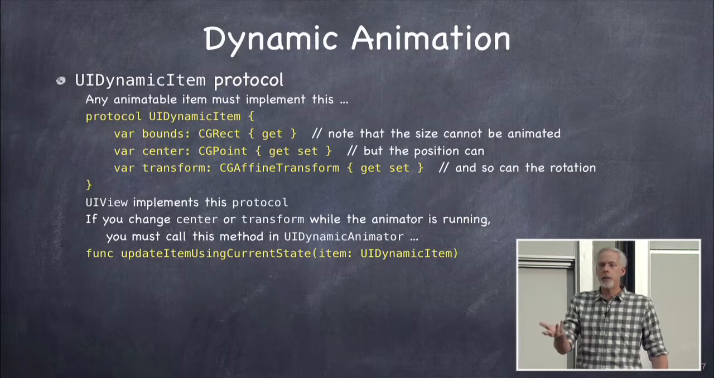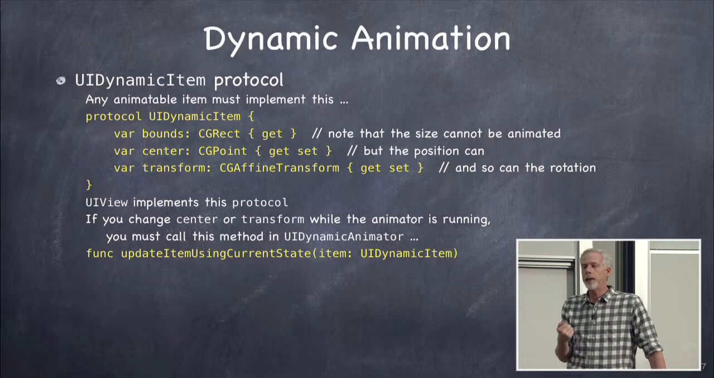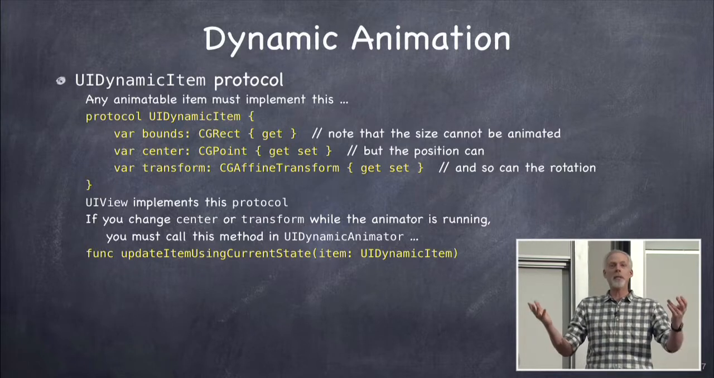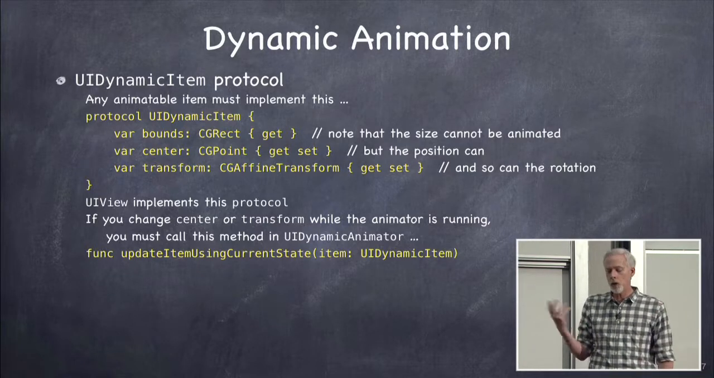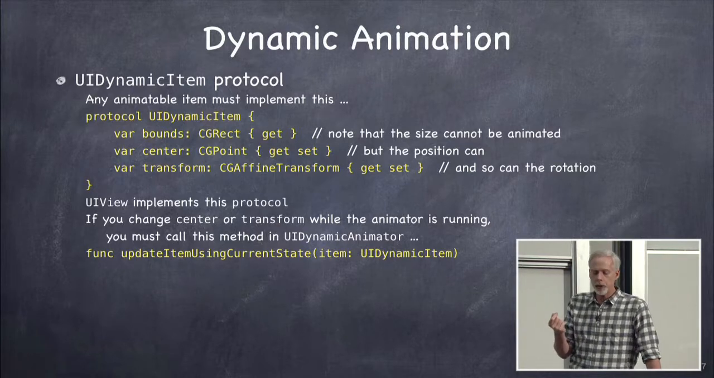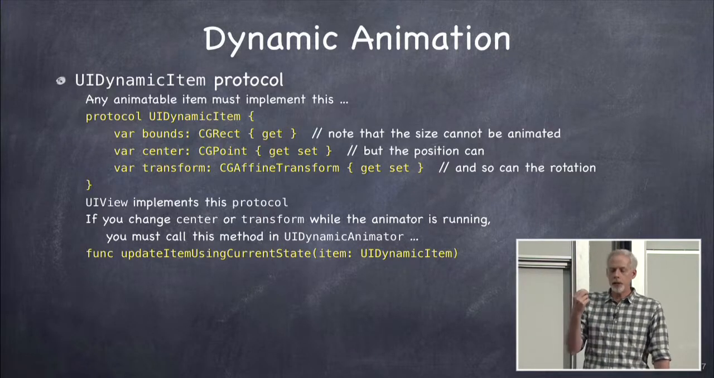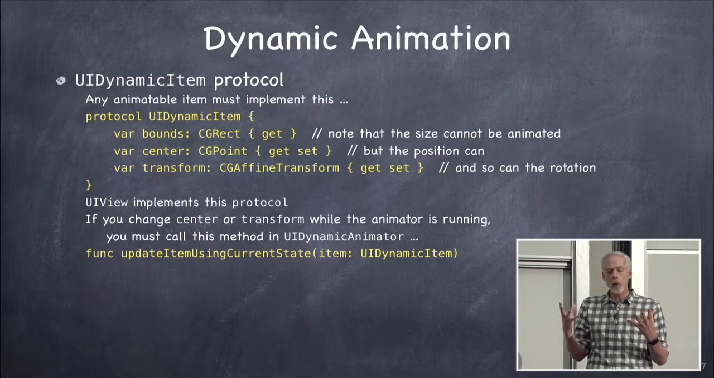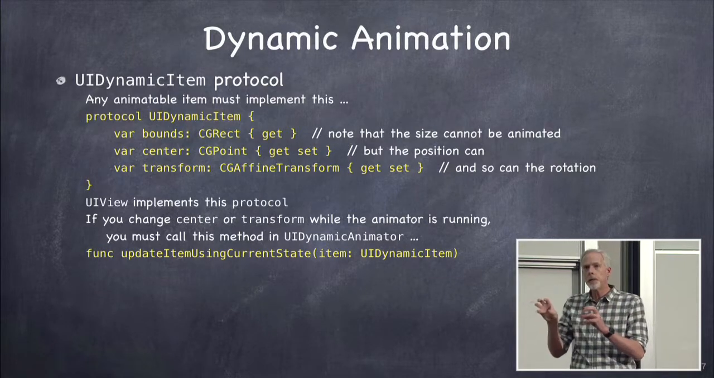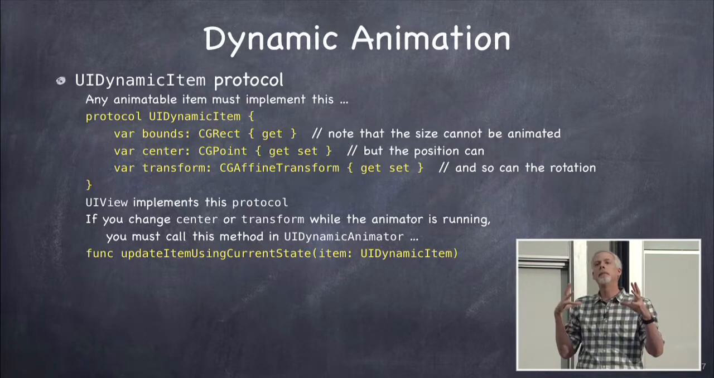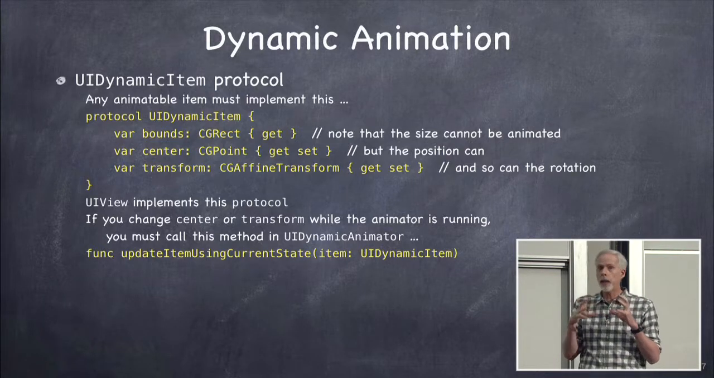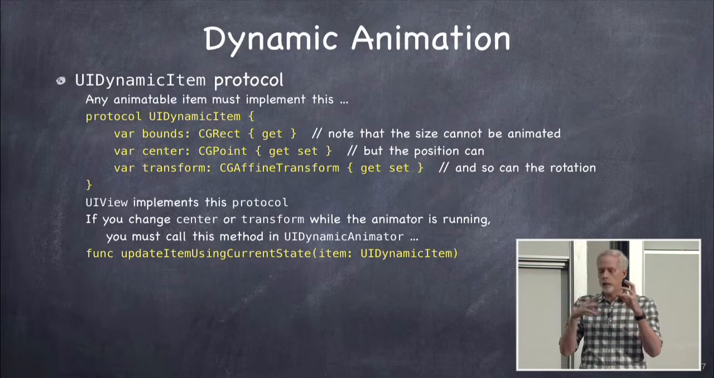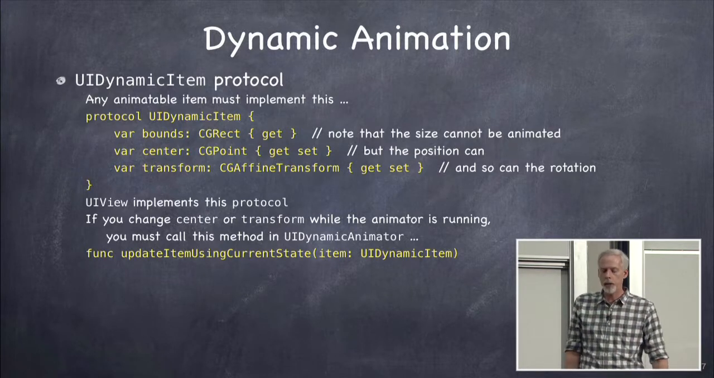Now, these items that you add to behaviors implement this protocol called UI dynamic item, which UI view already was implementing, okay, before they even invented this, because all that's in the UI dynamic item protocol is bounds, which you just get because your bounds are affected by your transform. And so you get your bounds so you know where to draw. And then the center and the transform are things that can be set. So the animator really can only change where the view is and its rotation and scale. Okay, that's all that the animator does. But that's a lot. Okay, rotation and scale, you can see, especially center, where the thing is, a lot of what the animator is doing.